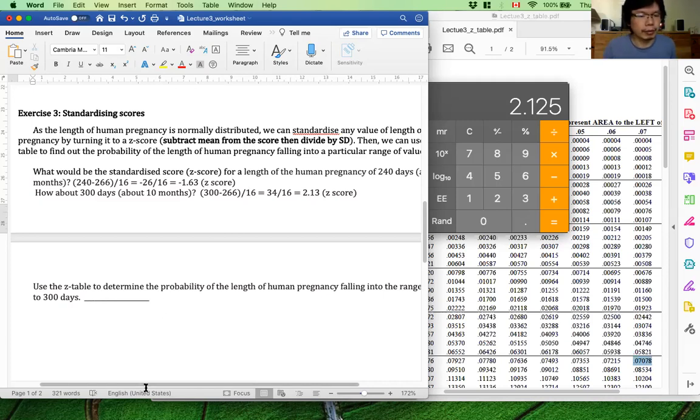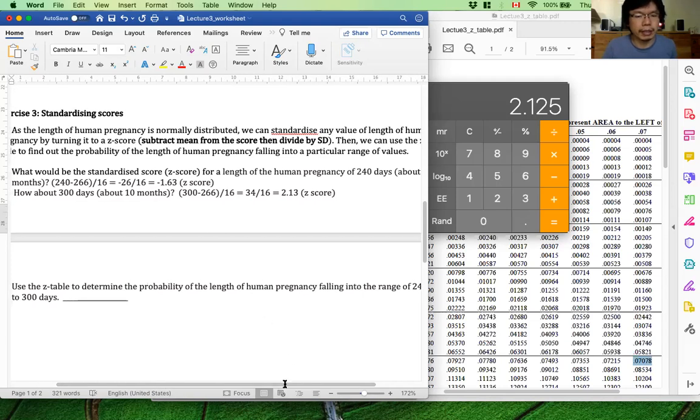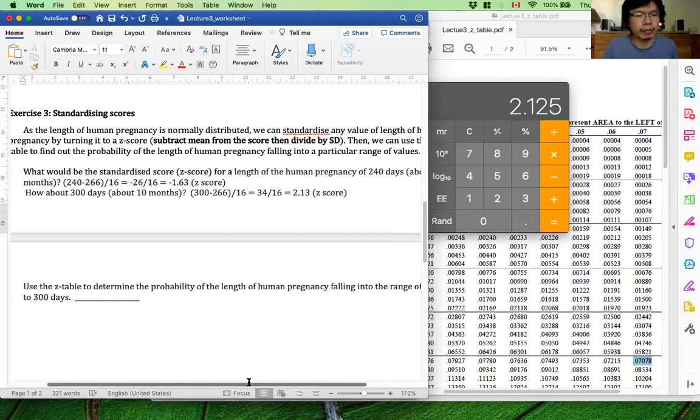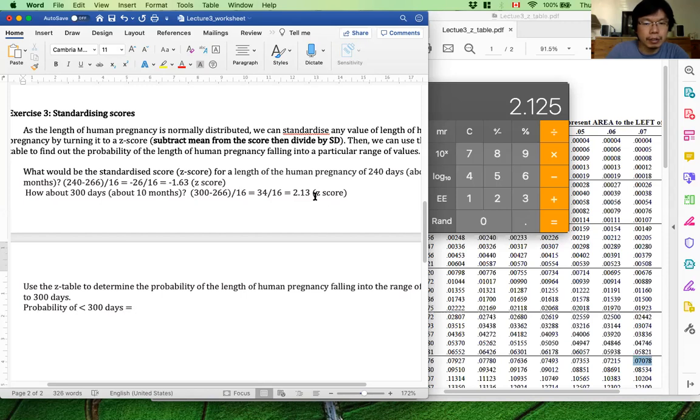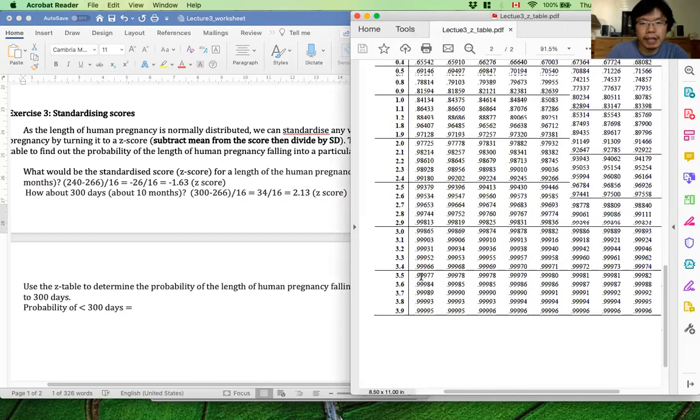Now, the next problem is that we want to use the Z table to determine the probability of the length of human pregnancy falling in the range from 240 to 300 days. Because we're asking for the range between, what we can do is figure out the probability of it falling below 300 days first. Now we have the Z score of 2.13. We can go to the Z table and find the value: 2.11, 2.12, 2.13 is 0.983, right?